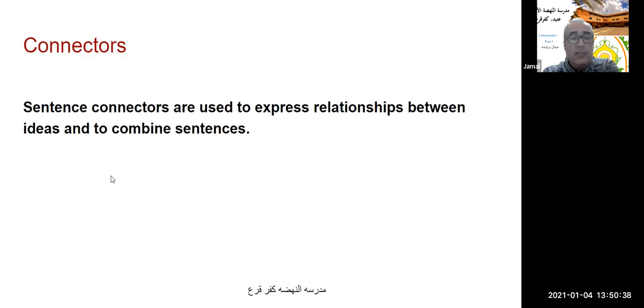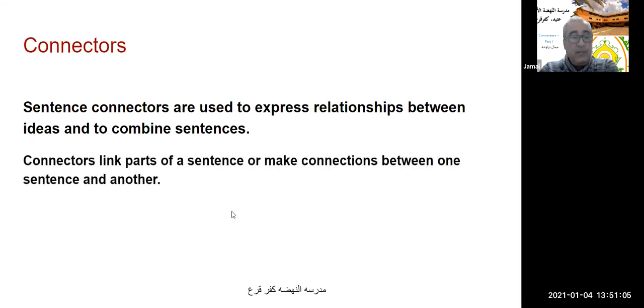What are the connectors? Sentence connectors are words that we use to express a relationship between ideas and to combine sentences. Okay, we have ideas in the same sentence or in between separate sentences. So we need these connectors in order to show what kind of idea there is between these sentences. Connectors also link parts of a sentence or make connections between one sentence and another, as we say.